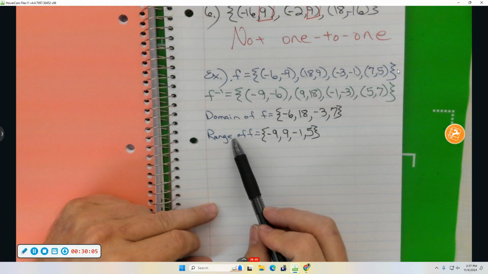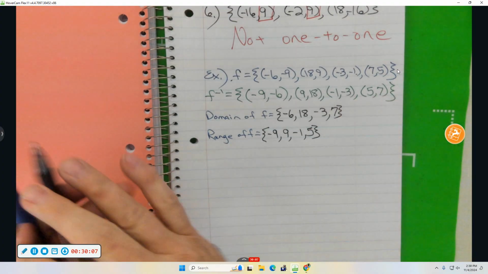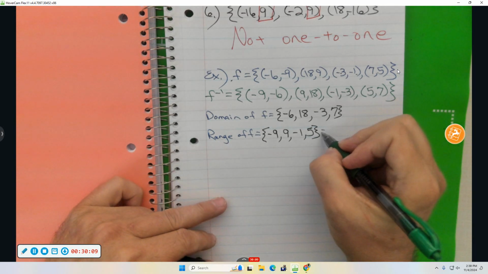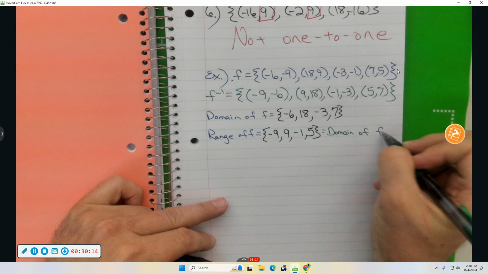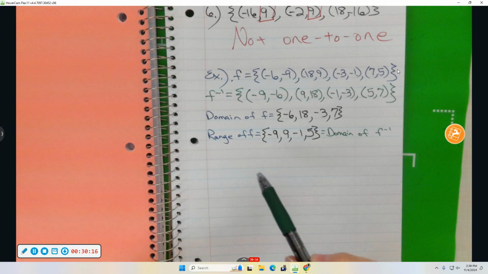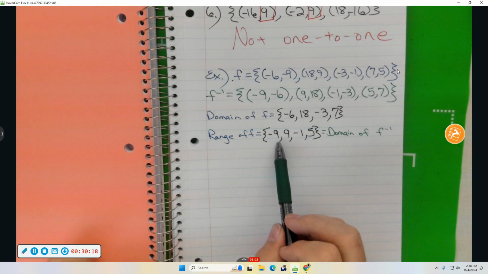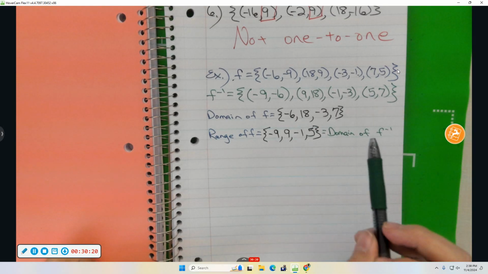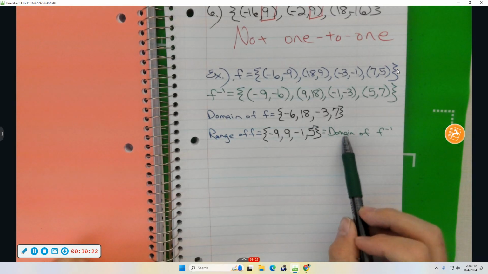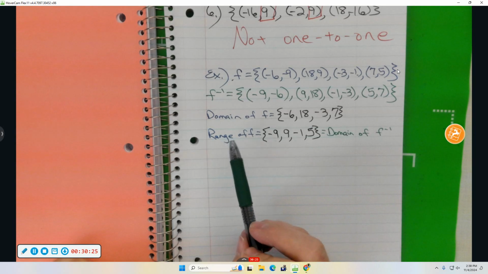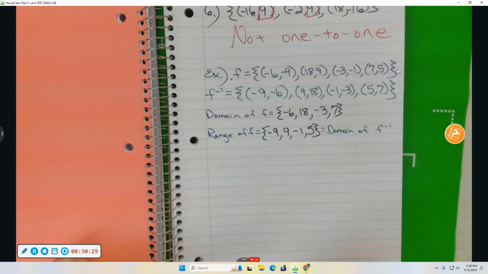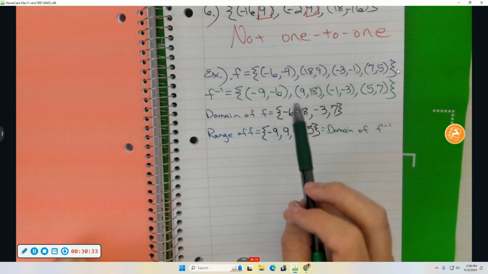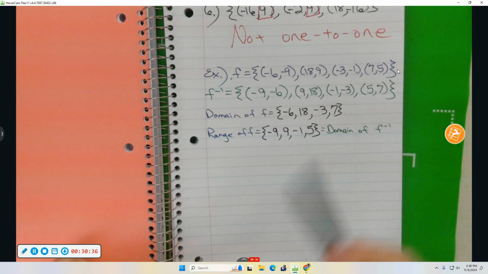The range of f is the domain of f inverse. That shouldn't be a surprise because of the way we're reversing those ordered pairs. The things that started off as y's originally become x's in the new function. The original y values, the range of f, became x values in the inverse. Now, what's the range of f inverse? Which numbers are in the range of f inverse?